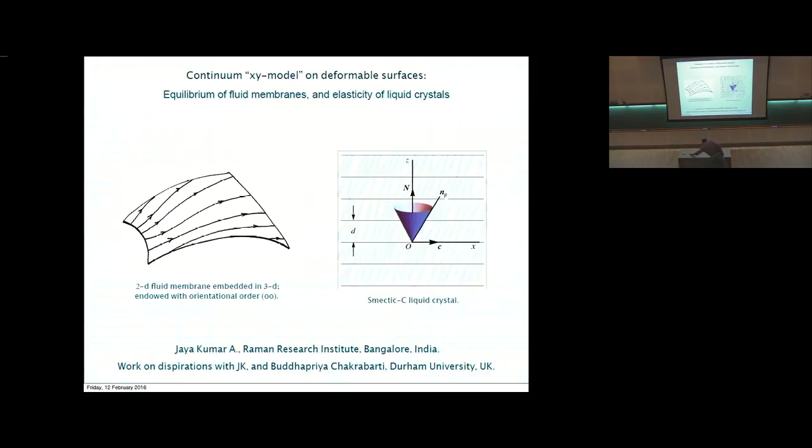My talk is going to be on theory of elasticity and topological defects.